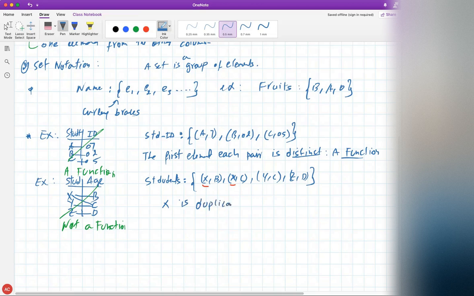Duplicated just means repeated or replicated. Distinct means unique. So X is basically the opposite of this. For this one, the first elements are not distinct. They are duplicated, as you can see here, the X and X. So X is duplicated, and that makes it not a function. Only the first element we care about, not the second element. You see how the second element here is repeated? But it doesn't matter. We look at the first elements only. If they are distinct, meaning all different, that's a function. If one or more are repeated, we say not a function.